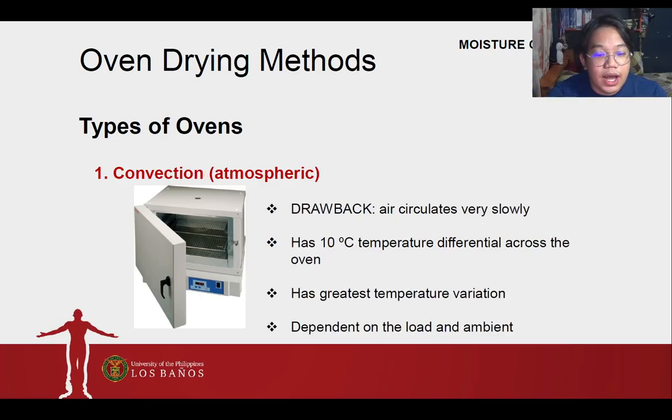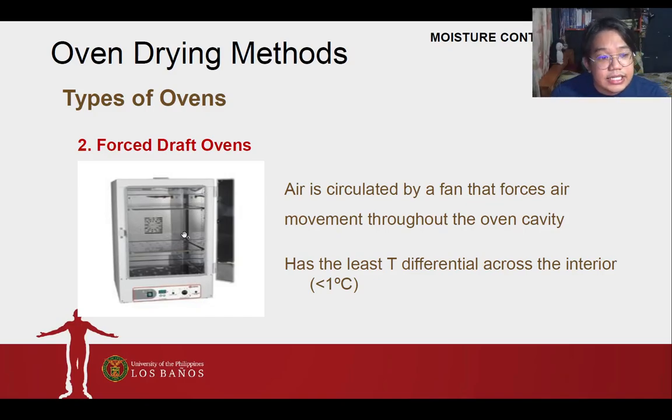Okay? So, ang drawback lang nito is yung air circulation dito ay mabagal. So, by mabagal, meaning hindi pare-parehas yung temperature, apparent temperature sa bawat region ng ating oven. So, ang nangyayari dito is meron kang 10 degrees temperature differential across the oven. So, ibig sabihin yung temperature na malapit sa may cover may be different from the temperature nandun sa likod sa baba. Parang ganon. Next is the forced draft oven.